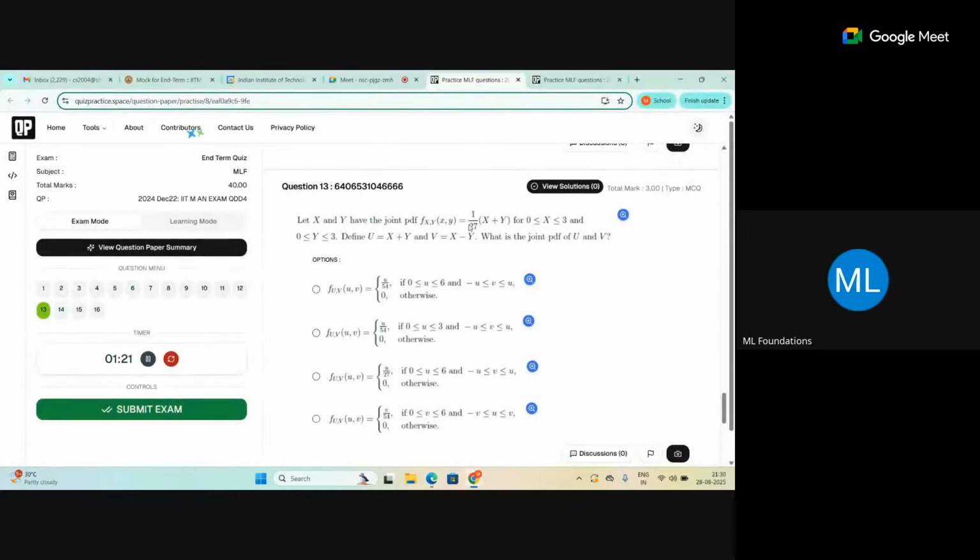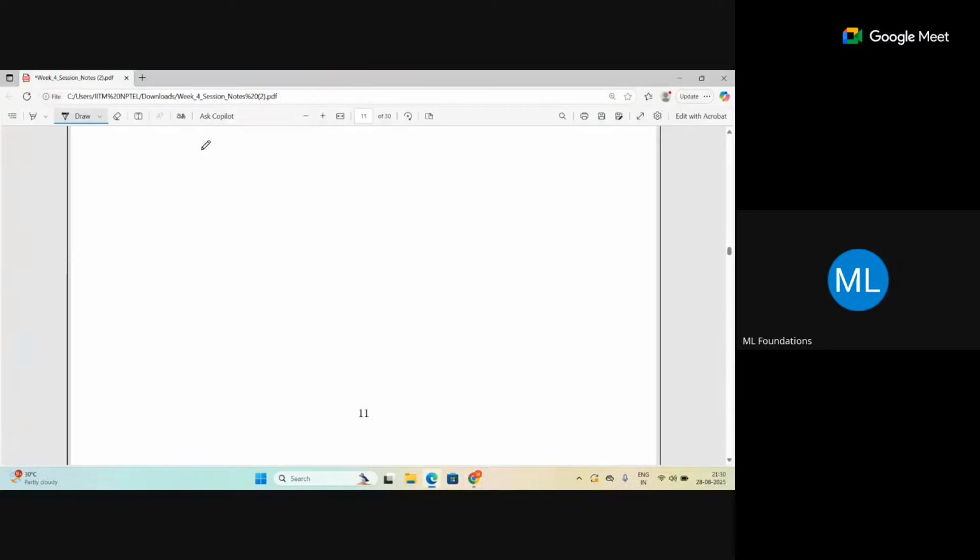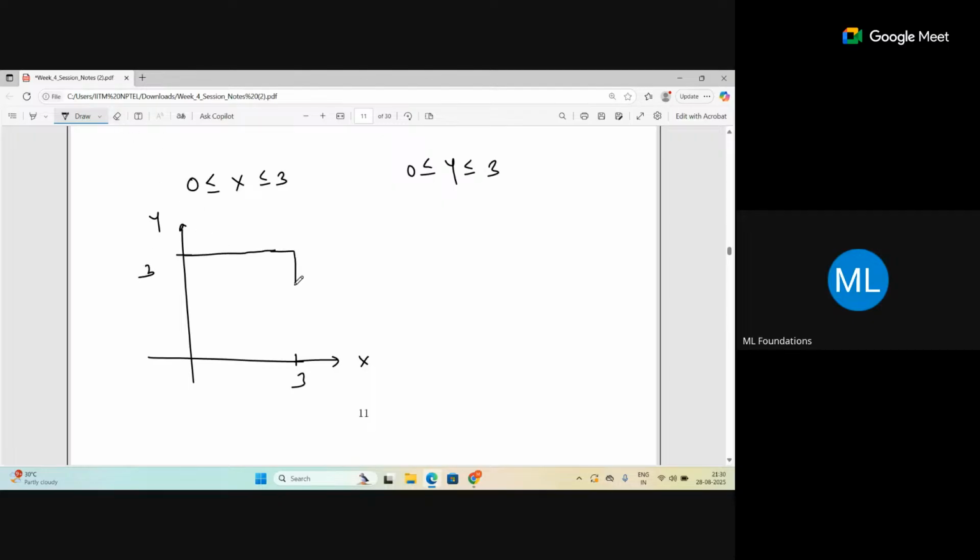So let us say this is your joint density function, and what is the range of x and y? Between 0 to 3, right? So x is between 0 to 3, and y is between 0 to 3. So what is the support of x and y here in this case? Let's say this is 3 here, and this is x and this is y. The support of x and y here is this rectangular box, right?